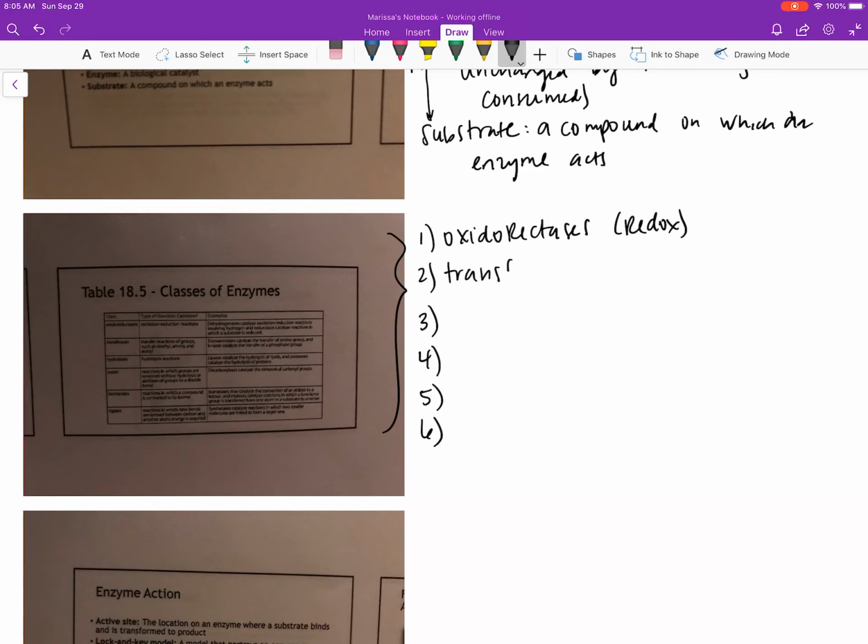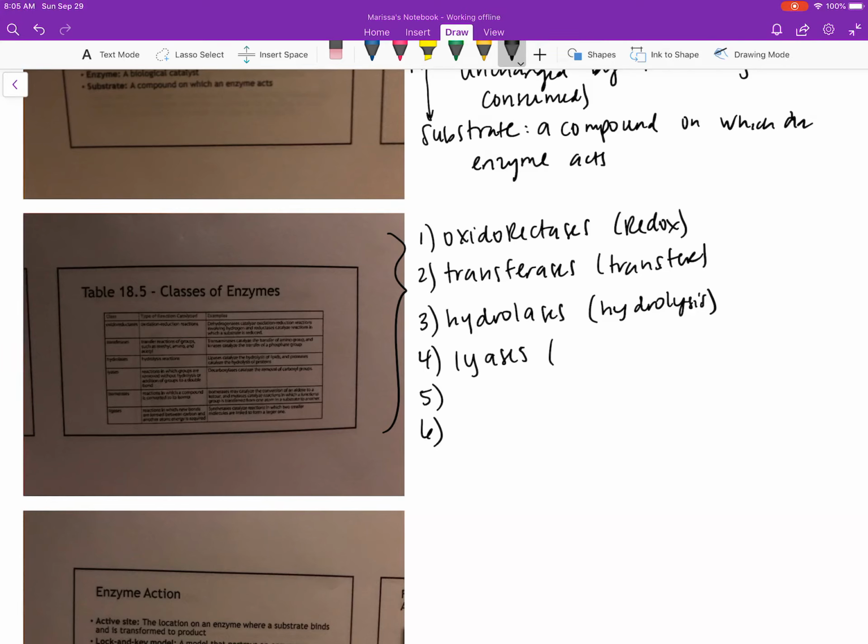We have transferases. These are things that will transfer something from one thing to another. Hydrolases. These will facilitate hydrolysis reactions. Lyases. It's too many S's. I let my southern thing take over. Lyases. These are things that basically, I always think of lysing as cutting, okay?